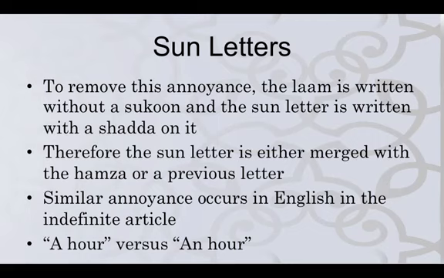Why do we add the n sound? Because a hour does not flow clearly off the tongue, does it? A hour, a egg, a elephant, a echo. No, that doesn't feel right. That causes an annoyance. That's why we say an hour. In English, we remove this annoyance by adding an, right? We say an hour, an apple, an elephant, etc. Now, in English, this annoyance occurs in the indefinite article. In Arabic, this annoyance occurs in the definite article, which is the. In English, the is pretty clear. The annoyance does not occur. But it does occur in the indefinite article. However, in Arabic, the annoyance occurs in the definite article.